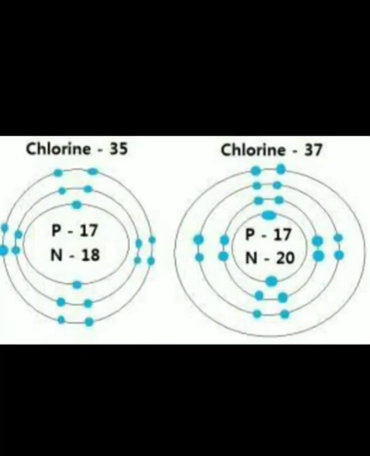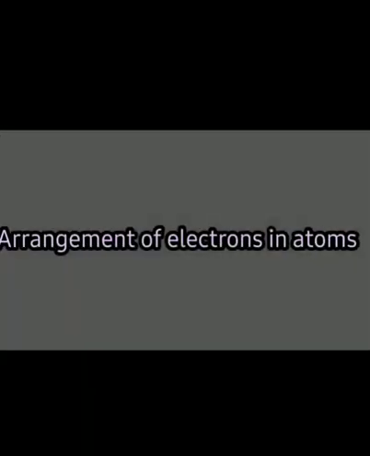Is that clear to all of you? Now we discuss the arrangement of electrons in atoms, from atomic number 1 to 20. See, the arrangement of electrons in atoms.